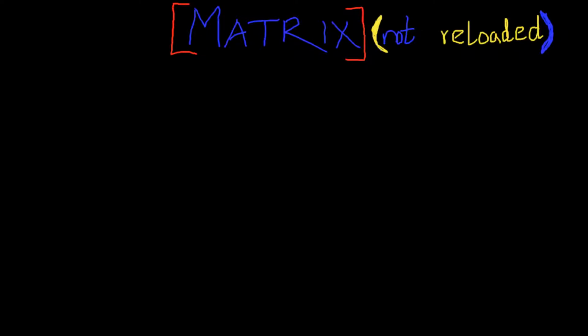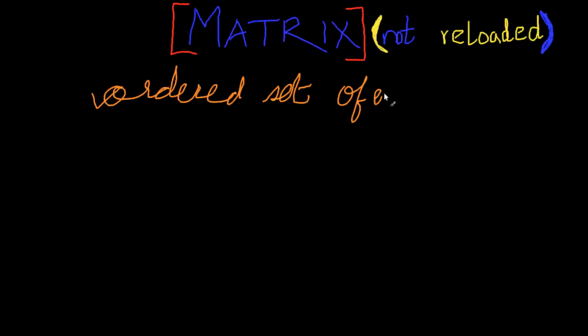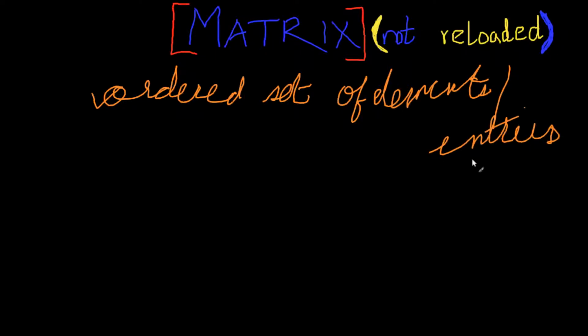Now, guys, a matrix is an ordered set. I'm just going to write the keywords. It's an ordered set of elements. Now, by elements, I'm not referring to the periodic table here, guys, or entries. That's a better word. So it's pretty much like sets.